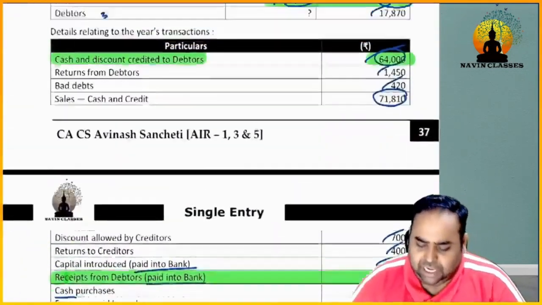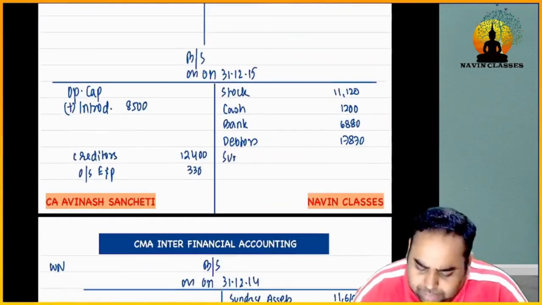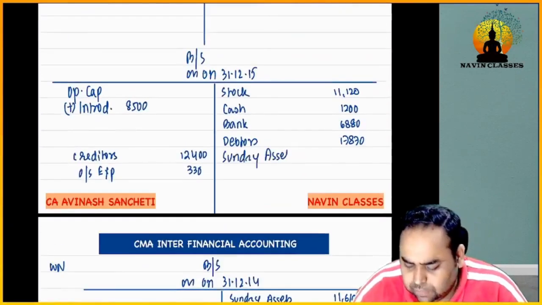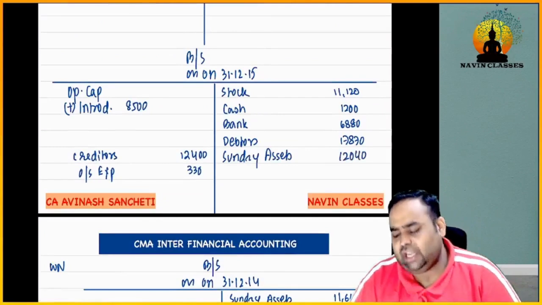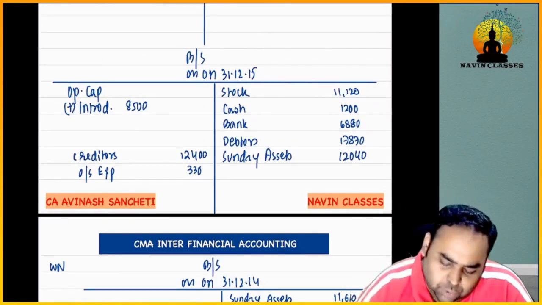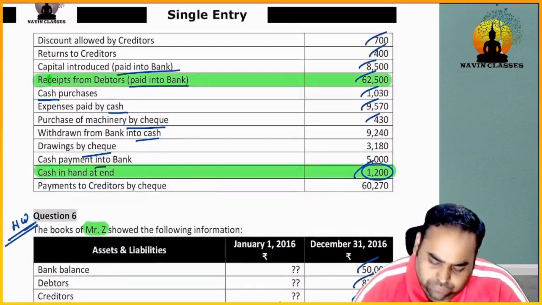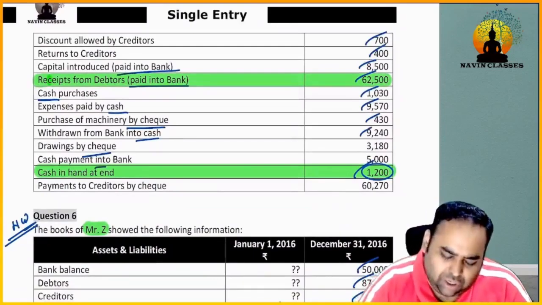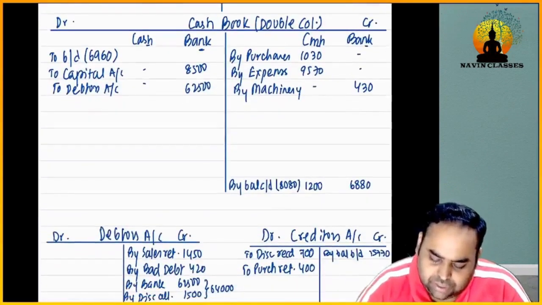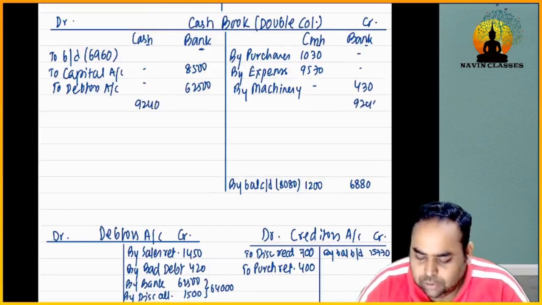And also there's no separate mention of depreciation. So as we've added 430, it became 12,040. And I'm just confirming sundry assets in the balance sheet. 11,610 plus 430, total it is 12,040. Now this 12,040 is confirmed. All right. Now see next. We have withdrawn from bank into cash. So here we will have a contra entry. Cash account debit 9,240. Bank account credited with 9,240. In cash write to bank. In bank write by cash.